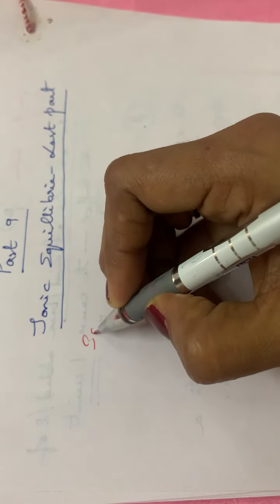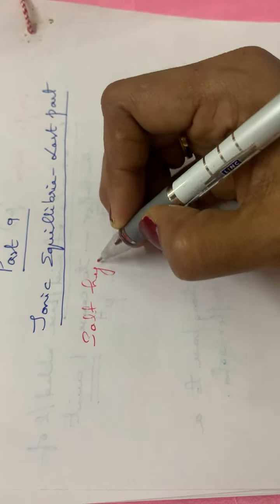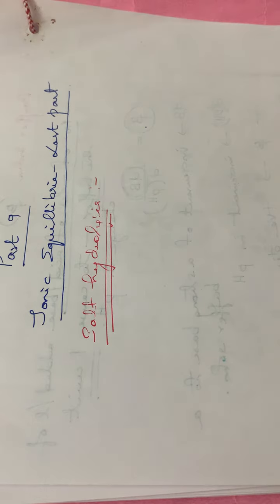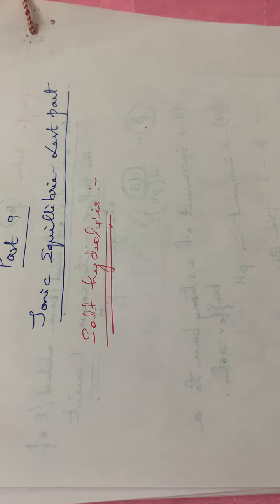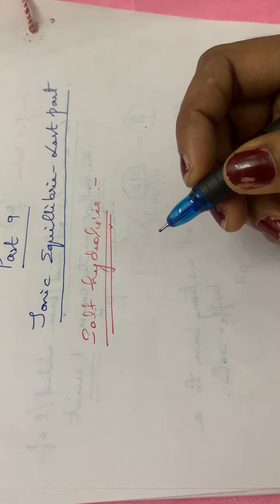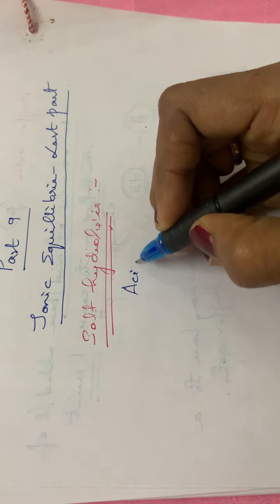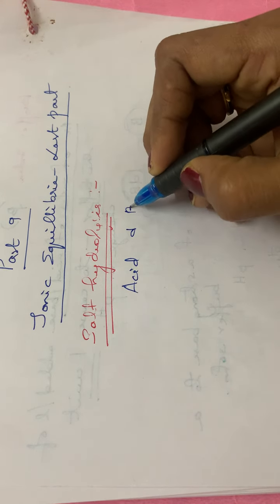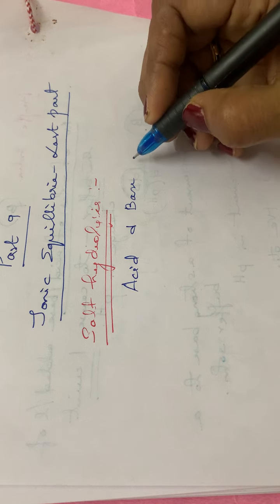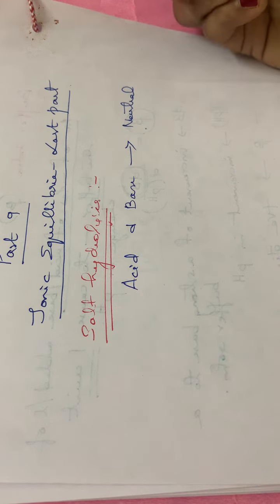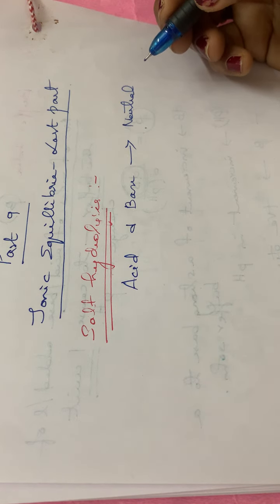We are moving on to the last part of ionic equilibria, the topic that is salt hydrolysis. Salt hydrolysis. See here, salt hydrolysis means that when we are mixing an acid and a base in water, the solution will become neutral, isn't it? If we are mixing an acid and a base in water, it will become a neutral solution.